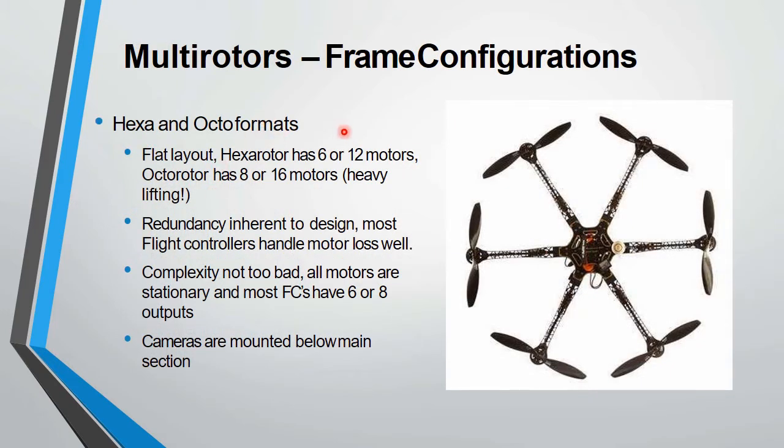Now, multi-rotor frame configuration, hexa and octo formats. Flat layout: a hexa rotor has 6 or 12 motors, an octo rotor has 8 or 16 motors, and it's heavy lifting. Redundancy is inherent to the design, and most flight controllers handle motor loss well. Complexity is not too bad, all motors are stationary and most FCs have 6 or 8 outputs. Cameras are mounted below the main section.